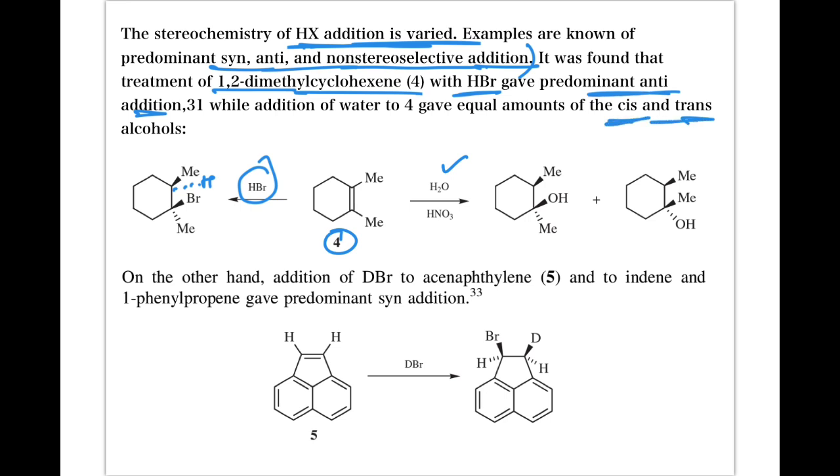of cis and trans alcohol, as if there was a carbocation formation taking place, and that's why it is going to add from both sides, and that is so. This mechanism goes through a carbocation formation. All right. On the other hand, the addition of DBr to this particular compound and to indene gave predominant syn addition. So all of these compounds gave you syn addition of DBr.